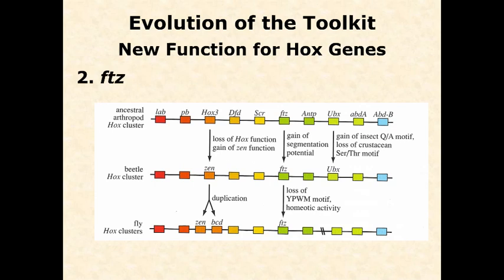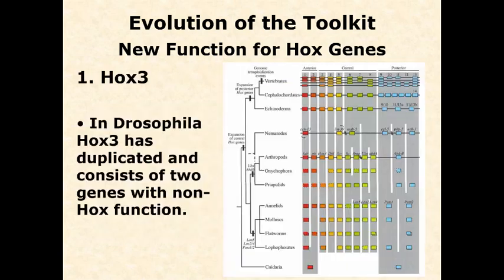Okay, the other one we're going to look at is Fitz. Fushitarazu, Fitz is just a nice abbreviation. Fushitarazu is another Hox gene, and so if we come back here to look at its homologues here, it is HOX6.